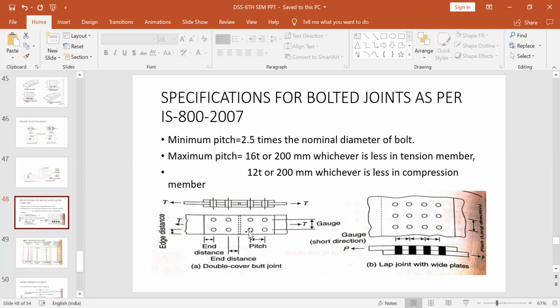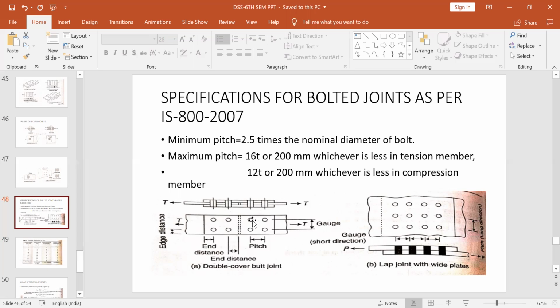Now this distance measured along the direction of the load is called the pitch, and the distance that is measured along the width of the plate, perpendicular to the direction of the load, is the gauge. So this distance is the gauge distance and this distance is the pitch distance. As per IS 800 specifications, there are some minimum and maximum pitches that you can provide in designing the connection for bolts. Same for rivets also. So you have to keep this in mind. What is the minimum pitch that can be given?